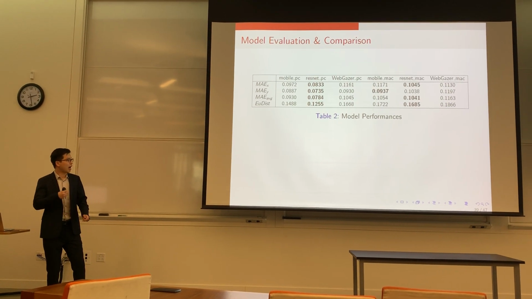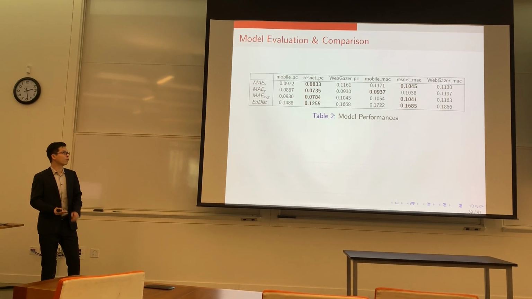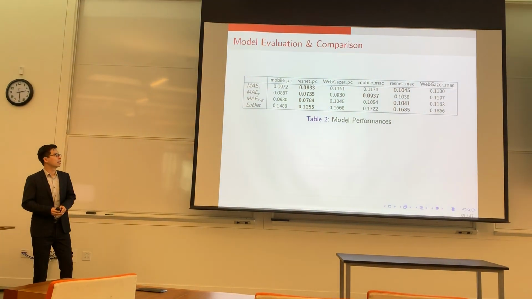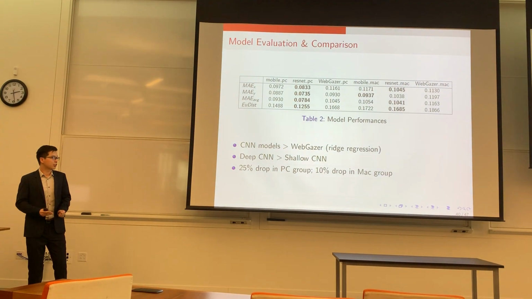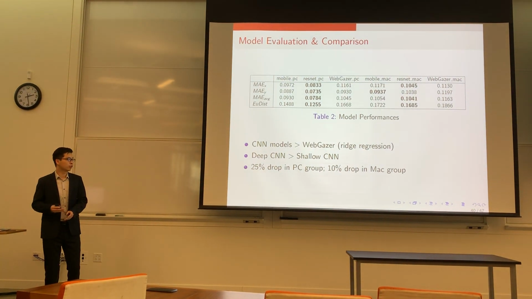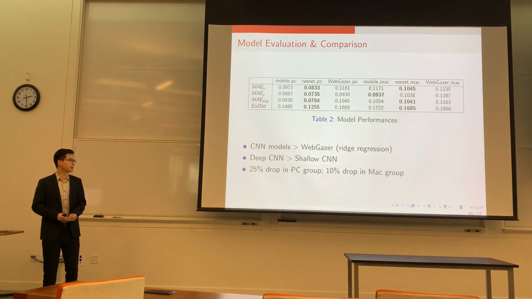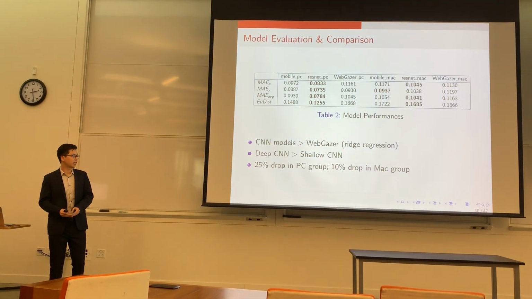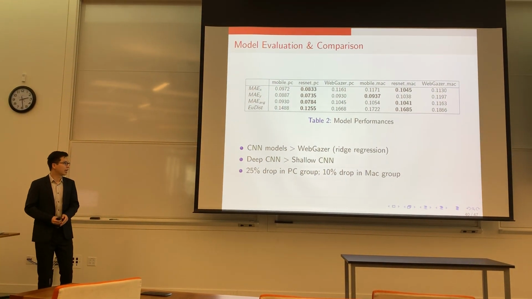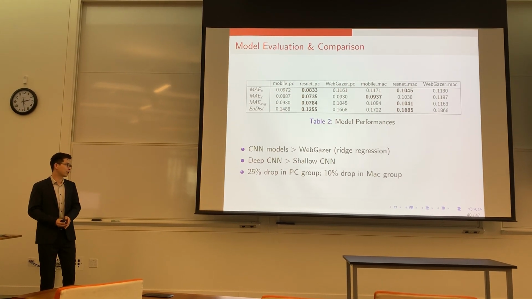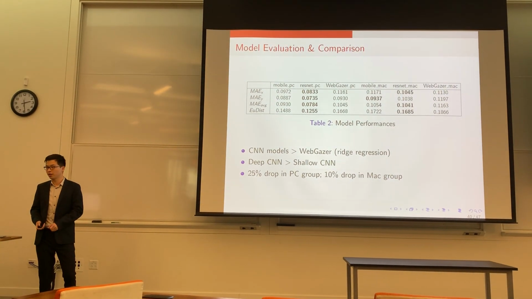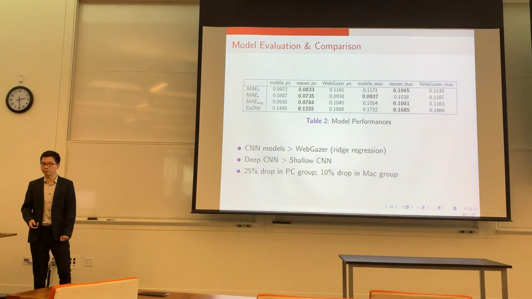I assessed all of my 4 models, as well as WebGazer, in the PC and Mac settings. And I found out that CNN-based models generally perform a lot better than the WebGazer model, which uses ridge regression as its underlying algorithm. Another observation is that deep CNN is better than shallow CNN. That's because ResNet is better than MobileNet, as you can see from this chart. My best model presents a 25% decrease in Euclidean distance in the PC group and a 10% decrease in the Mac group, which shows that my model performs significantly better than WebGazer.